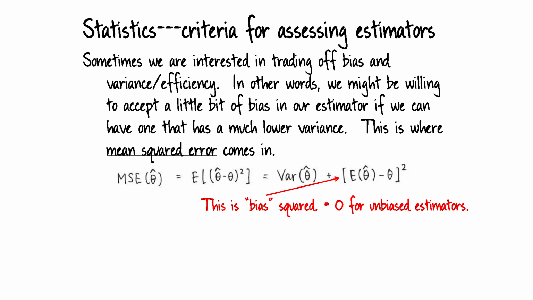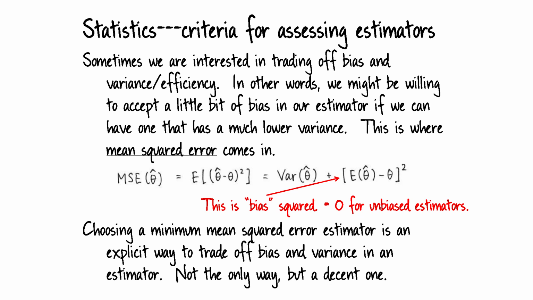So mean square error is a way to trade off bias and efficiency. You can choose the estimator that is the minimum mean squared error estimator, and that allows an explicit trade-off between bias and efficiency. I should point out, it is a reasonable way to trade off bias and efficiency, but it's not the only one. And like I said, there's no right answer when it comes to choosing among estimators that are not dominated in all ways.